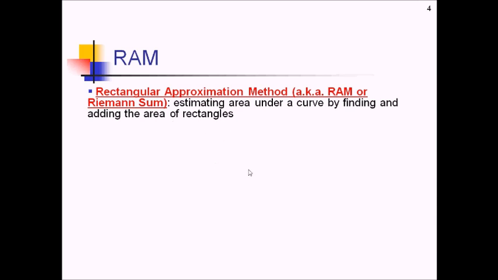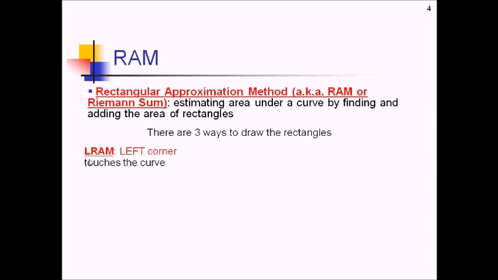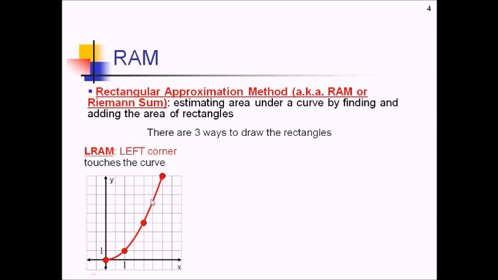So there's 3 ways that we can actually draw these rectangles. There's more than 3, but these are the big 3. One of them is called LRAM. This is when you use the left corner of the rectangles to touch the curve. So here's a sample curve. This is part of the graph of x squared.